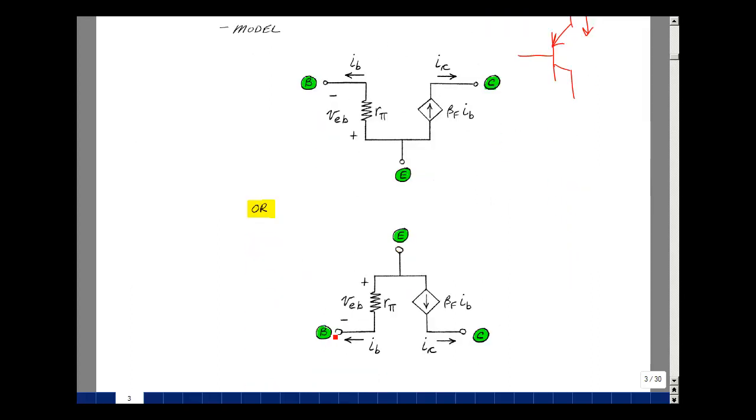Between the emitter and the base, I have my voltage and my resistance, R pi, and the current's coming out of here. And then our current source is pointing from the emitter to the collector. This is sometimes called the hybrid pi model, in that we have a combination of voltages and currents, and this looks a little bit like the symbol pi. And these are low-frequency models for BJTs.